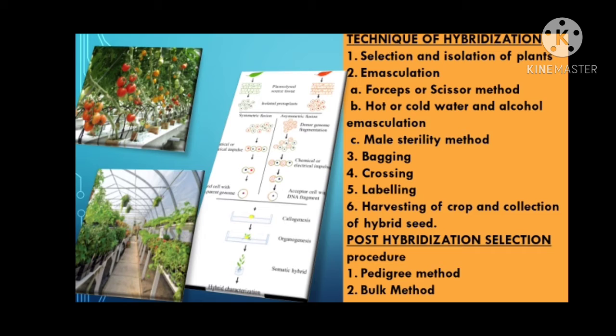Now, let's move into the post-hybridization selection procedure. The seeds of the first filial generation and the subsequent generations are then collected by different selection methods. These methods are different for self and cross-pollinated crops. There are two methods adopted for self-pollinated crops. The first one is the pedigree method.